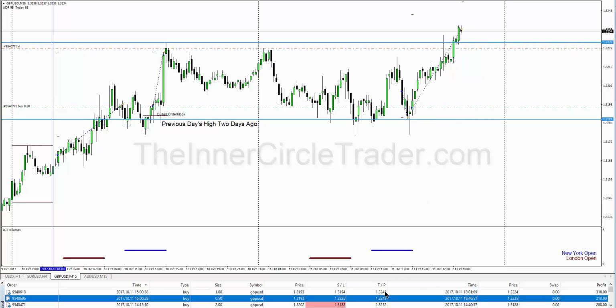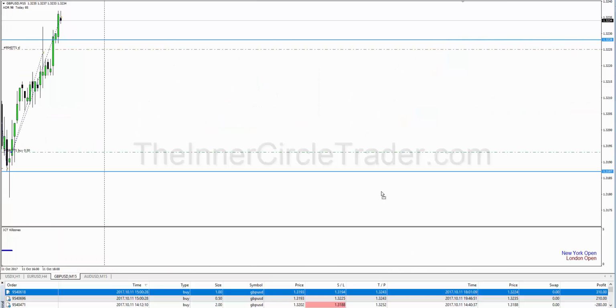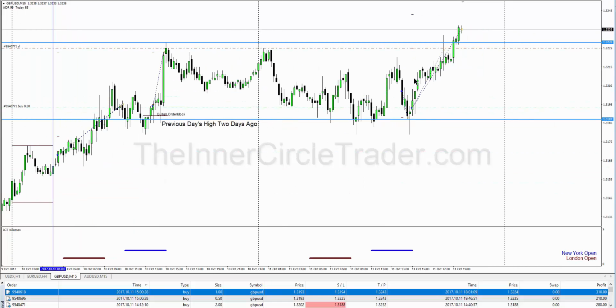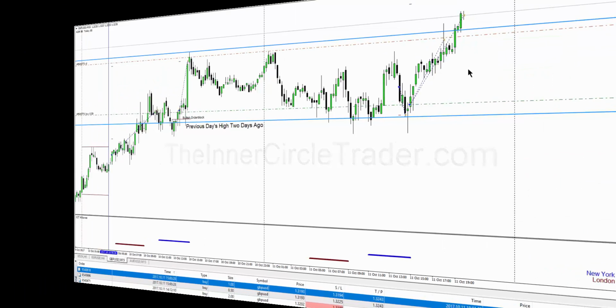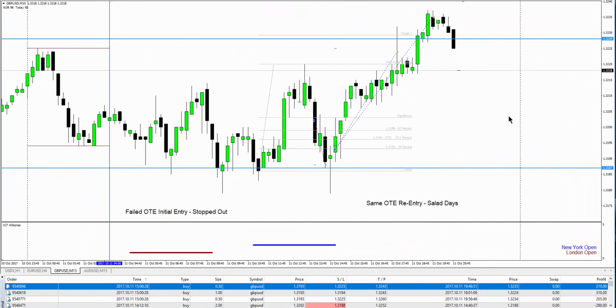So I'm using the same entry pattern. Got a better fill than I did on the initial entry. And here's my exit points. So let me take you over to the charts. Okay, folks, I'll take you in here a little closer and show you what I was doing today.